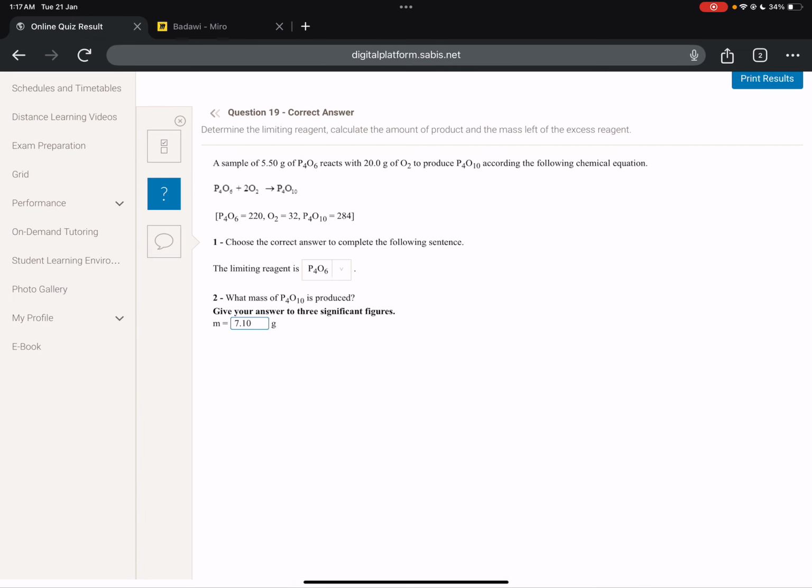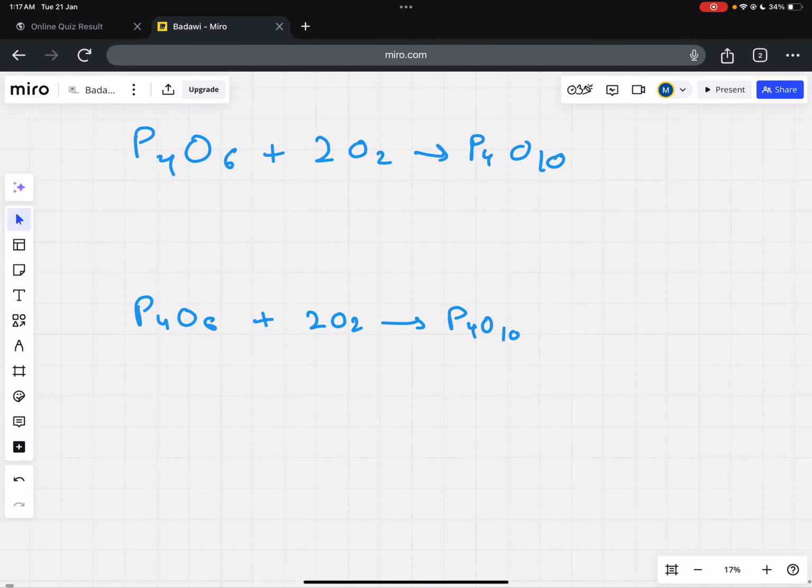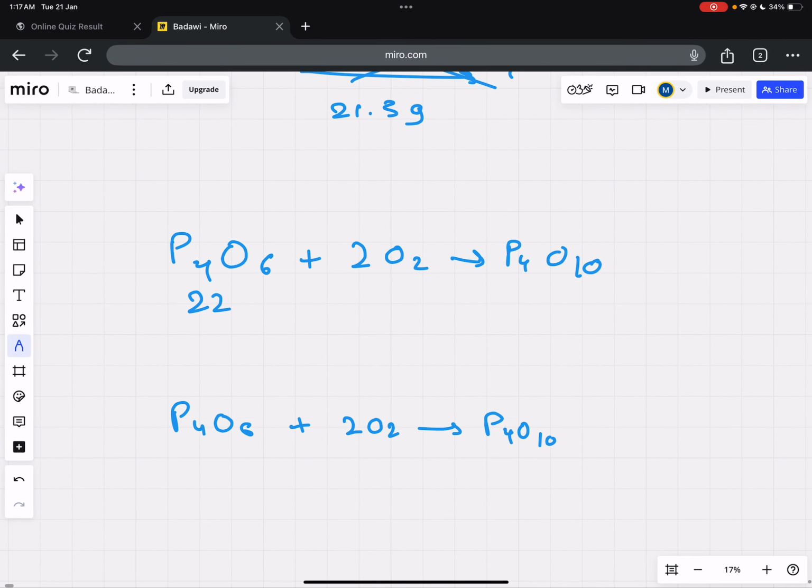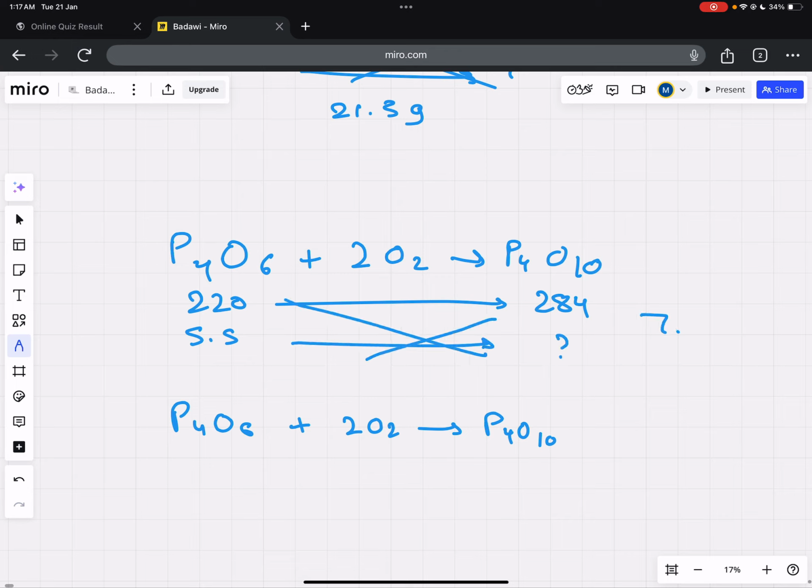So they already gave me the mass of P4O6 to 220. This is given, gives me 284. In the question, they told me 5.5, so 5.5. I need to find it. I cross multiply, I will get 7.1.